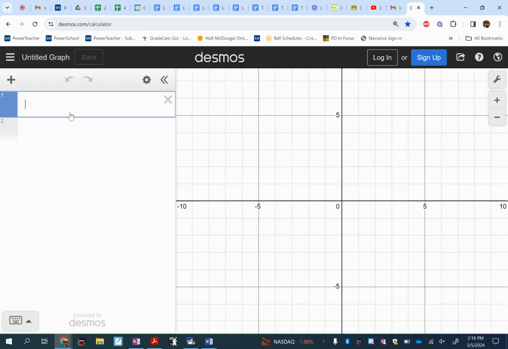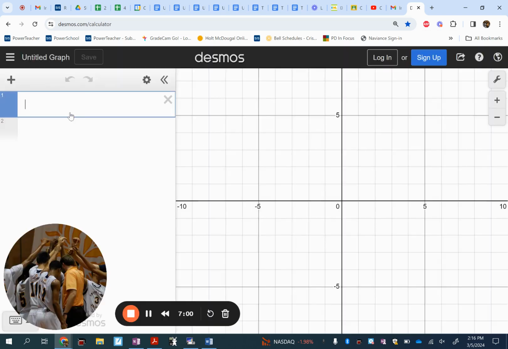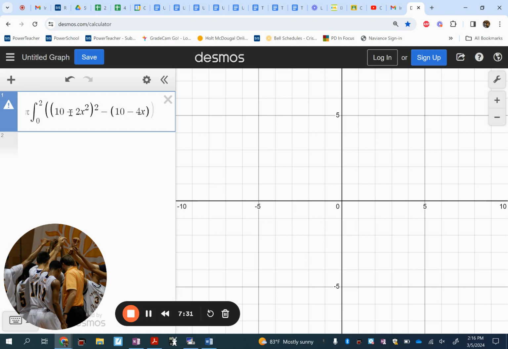So just so you know how to do this, I know some of you don't have your Chromebooks out. That's okay. I can help you with it. But how do you know how to get pi? Do you know what to type in to get pi? Yeah. There you go. Do you know what to type in to get the integral symbol? INT. Yep, int. So pi int will get you that. 0 to 2. Was it 2x squared, I think? Squared minus 10 minus 4x squared.